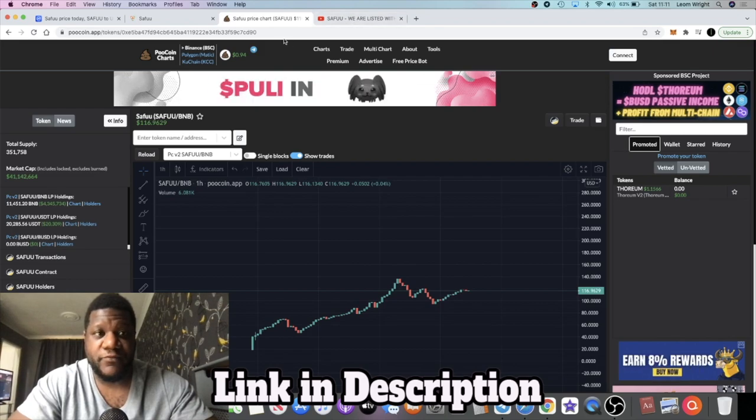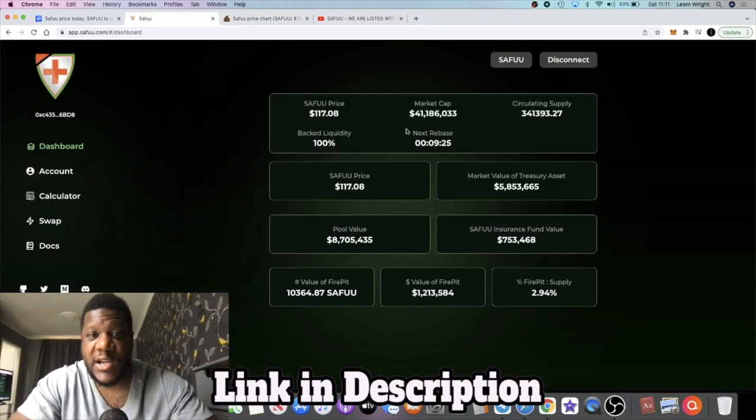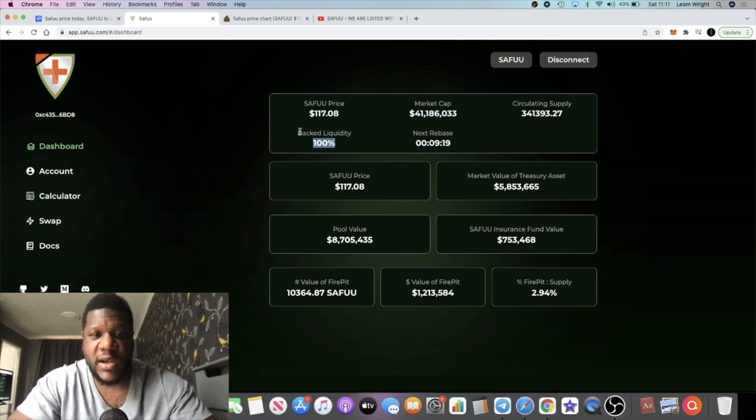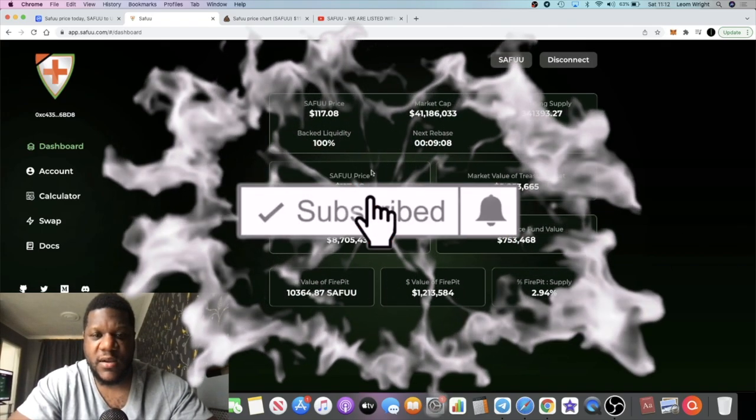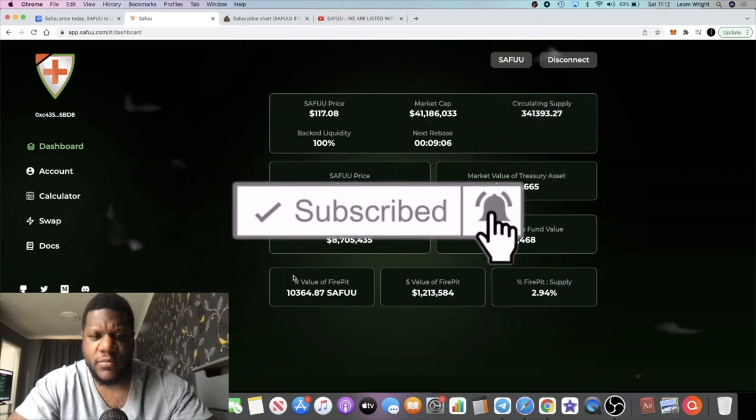And if we look at the dashboard, 41 million market cap in a very short space of time, less than a week. You can see the circulating supply, the liquidity, and so on. So basically, they have a fire pit, and they have a liquidity pool.